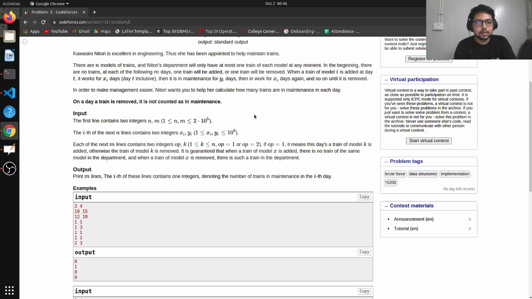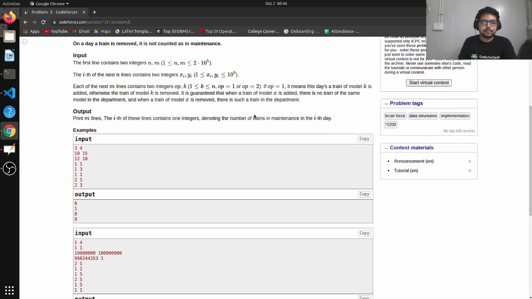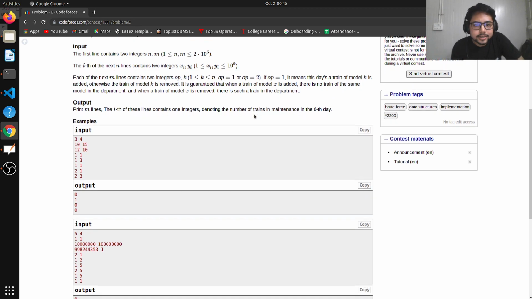Let's look at the constraints once. n and m can be from 1 to 2 times 10 to the power 5. xi and yi can be up to 10 to the power 9. If op is 1, then a train of model k is added on that day, or if it is 2, then a train of model k is ejected from the department on that day. Let's also read the last line: it is guaranteed that when a train of model x is added, there is no train of the same model in the department.